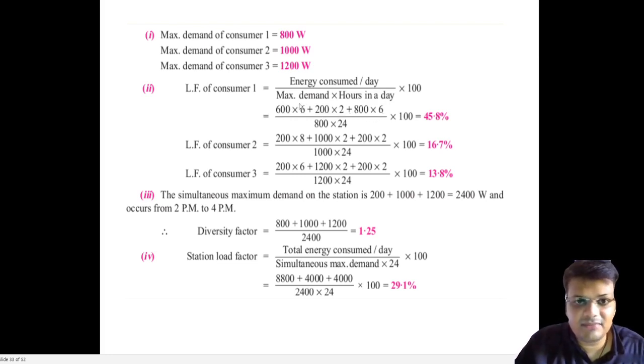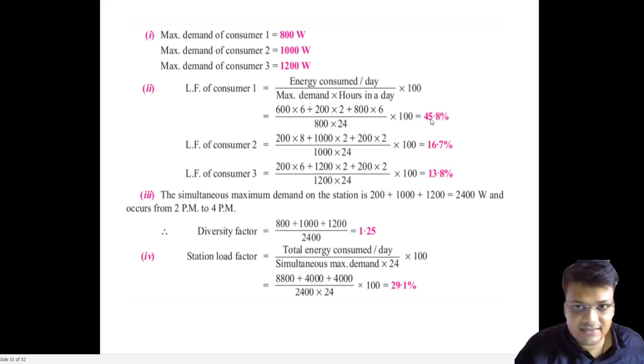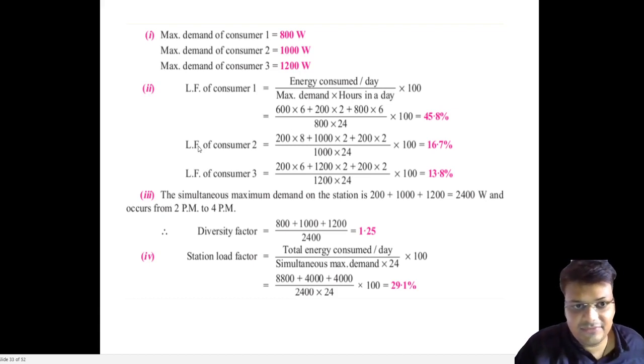Divided by the maximum demand of the individual customer, which is 800 watt, into the hours in a day, since we are asking for the daily load factor. So we will divide by 24 and we will get the answer 45.8% or 0.458. So whoever is getting 0.458, they will get the answer.